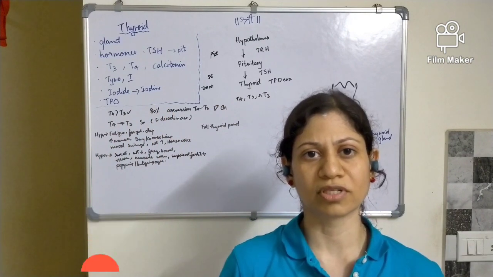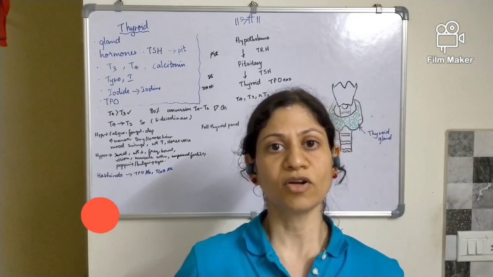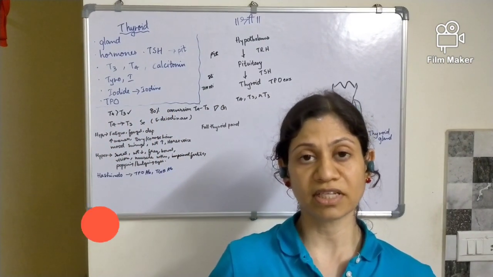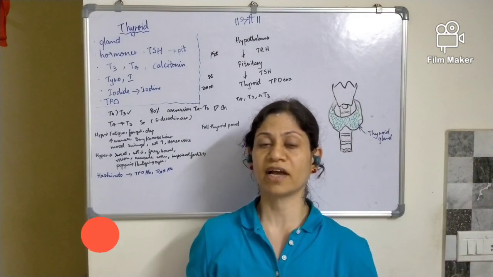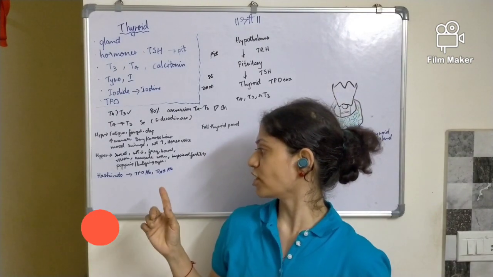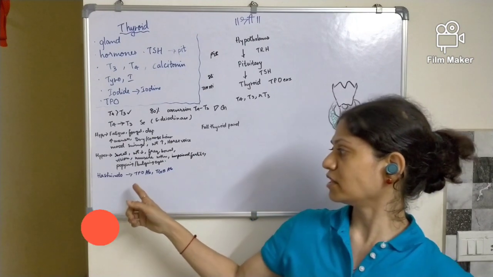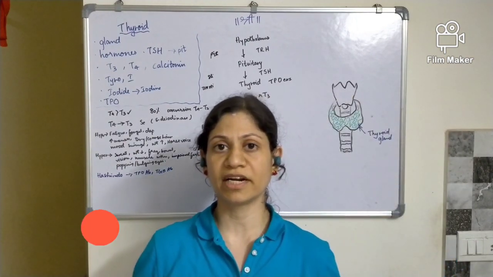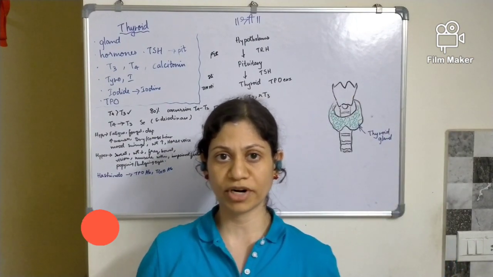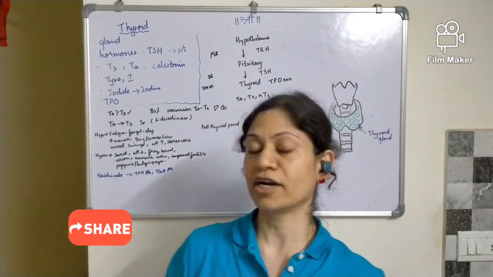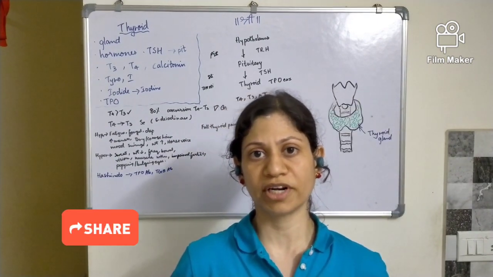levels of these hormones. Hashimoto thyroiditis is an autoimmune condition where the cells of your immune system itself attack the tissue of the thyroid gland. This can be checked by the test, that is thyroid peroxidase antibody test, that is TPO antibody test, and thyroglobulin antibody test, that is TG antibody test.